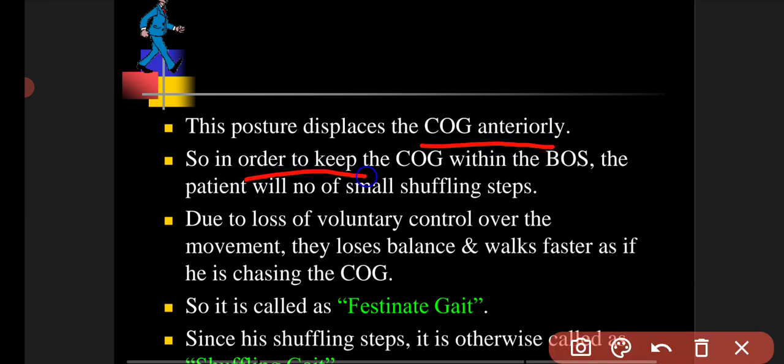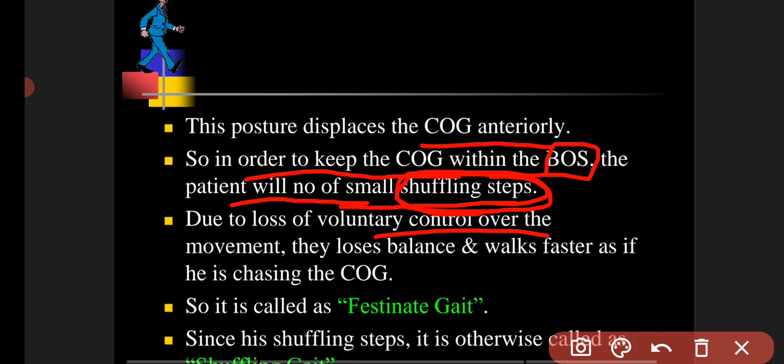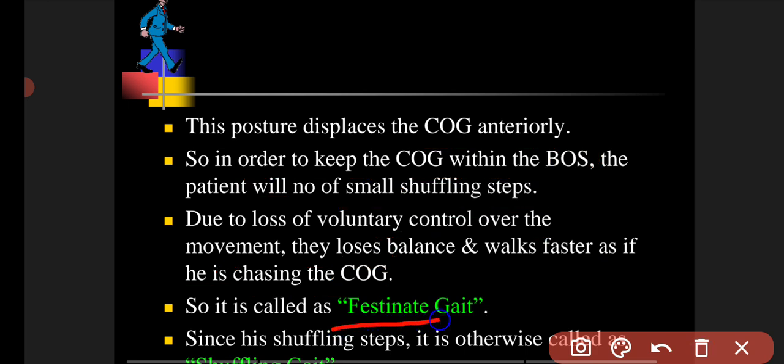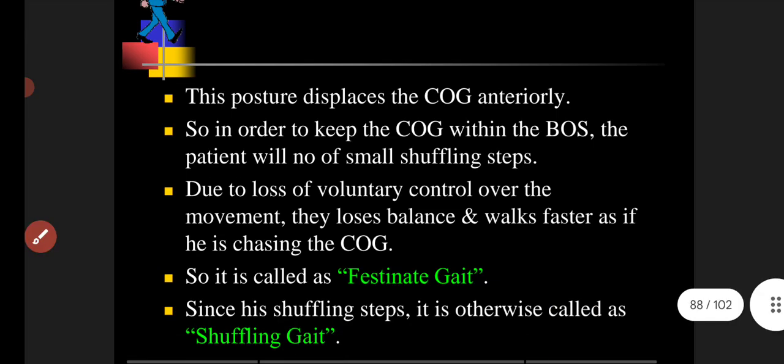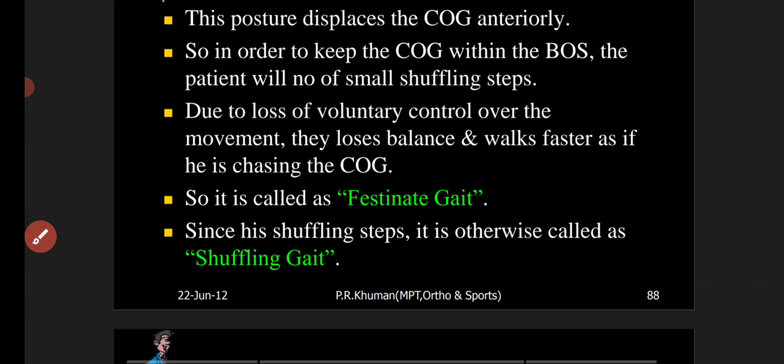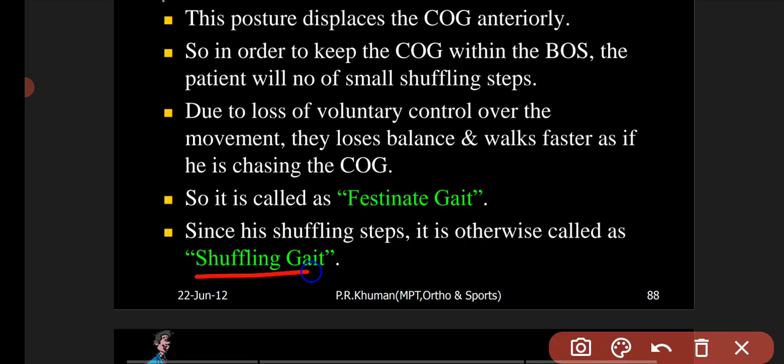So, in order to keep the center of gravity within the base of support, the patient takes short stepping steps. Due to loss of voluntary control over the movement, they lose balance and walk faster as if chasing the center of gravity. So it is also called the festinating gait. Since the steps are short, it is otherwise called the shuffling gait.